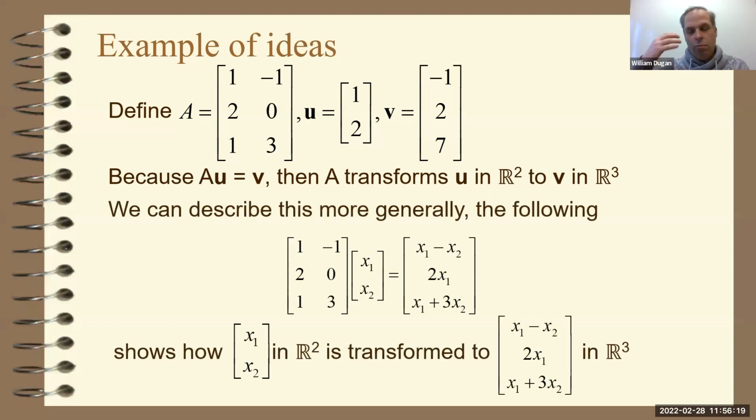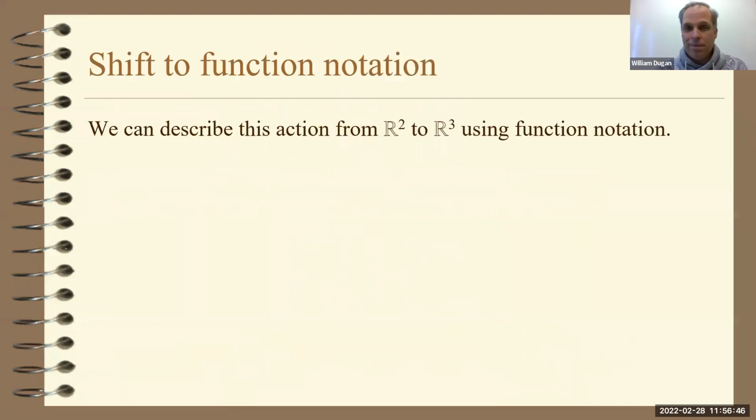Now, we can discuss this more generally. I just give you a generic vector in R2, so that'd be x1, x2 as the components. And then the matrix multiplication of A times that vector will give you a vector in R3. So this matrix multiplication shows how the vector x1, x2 in R2 is transformed into a new vector in R3 that just has x1, x2 in it in order to determine the components of this vector in R3.